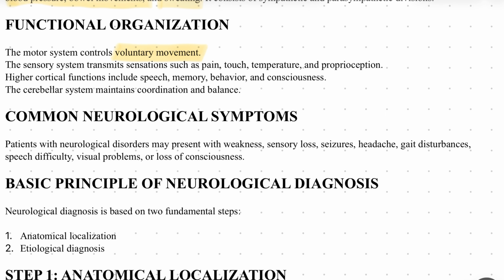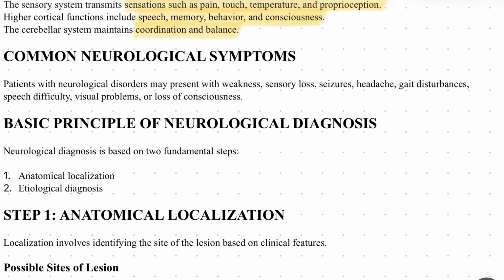Then coming to functional organization, the motor system controls voluntary things. Sensory always controls sensations such as pain, touch, temperature, and proprioception. Higher cortical functions include speech, memory, behavior, and consciousness. The cerebellar system maintains coordination and balance. The cerebellum is important, and we will learn that part in great detail. I'll try to make even anatomy videos if possible.